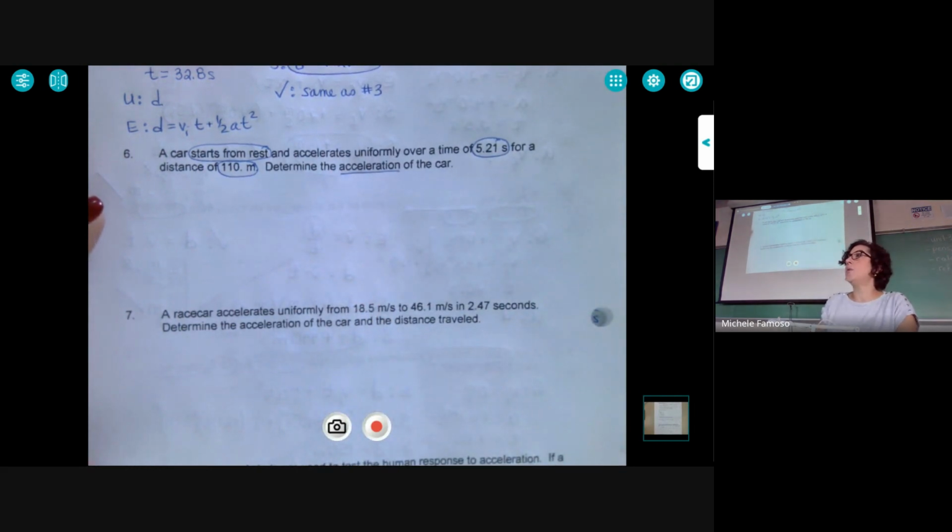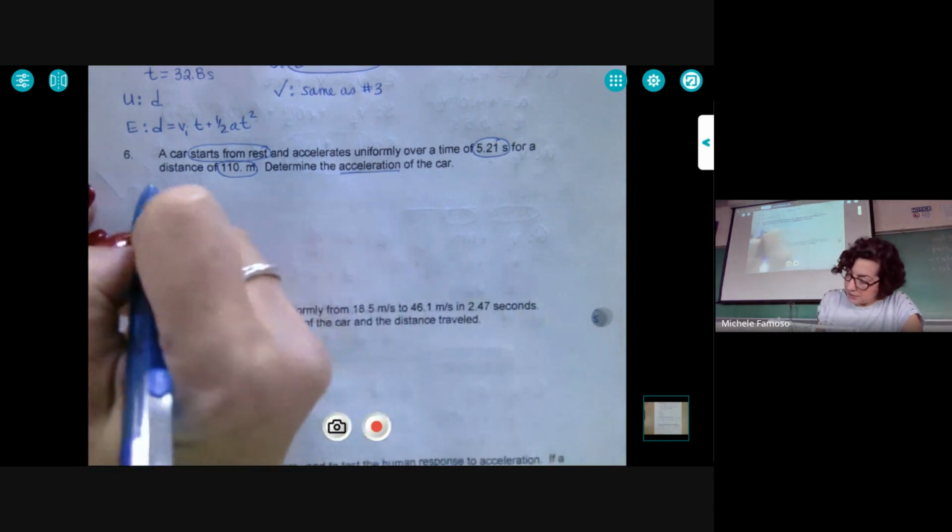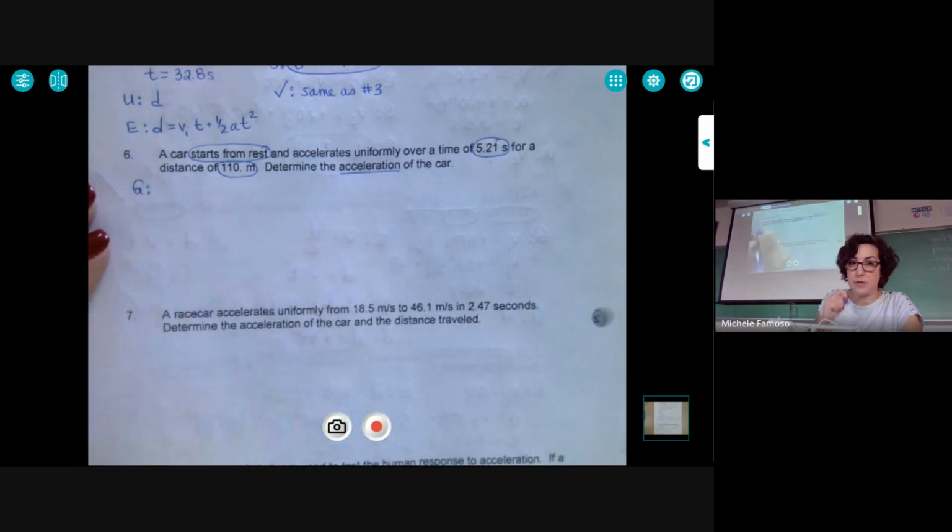Right. So as it's being read, you should be circling and underlining. Okay. Now we're going to go to our givens list. Ashley, can you give me one of the 3 givens for this problem?